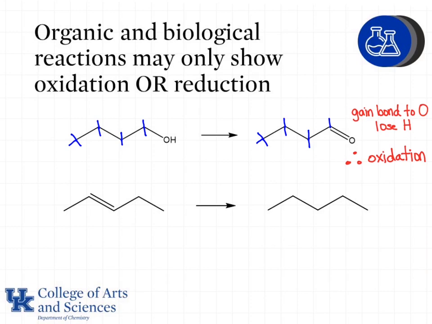Next, we see an alkene being converted to an alkane. Again, we draw in our hydrogen atoms on both molecules, and we see that we have gained hydrogen atoms, and therefore this process is a reduction. We only gained hydrogen atoms, we did not lose oxygen atoms. You do not have to have both processes occur in order to have an oxidation or a reduction. The presence of either one of them will indicate what has happened.